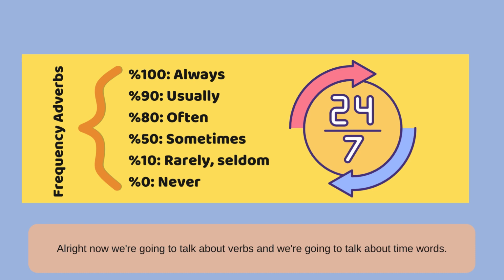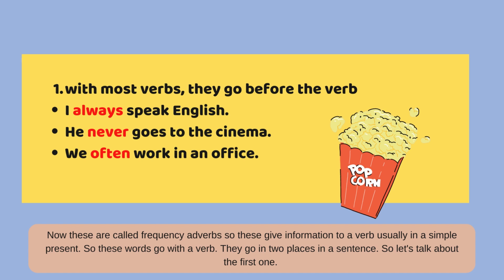Alright, now we're going to talk about verbs and we're going to talk about time words. Frequency adverbs: always, usually, often, sometimes, rarely, seldom, never. Now these are called frequency adverbs, so these give information to a verb, usually in the simple present. So these words go with a verb. They go in two places in a sentence.